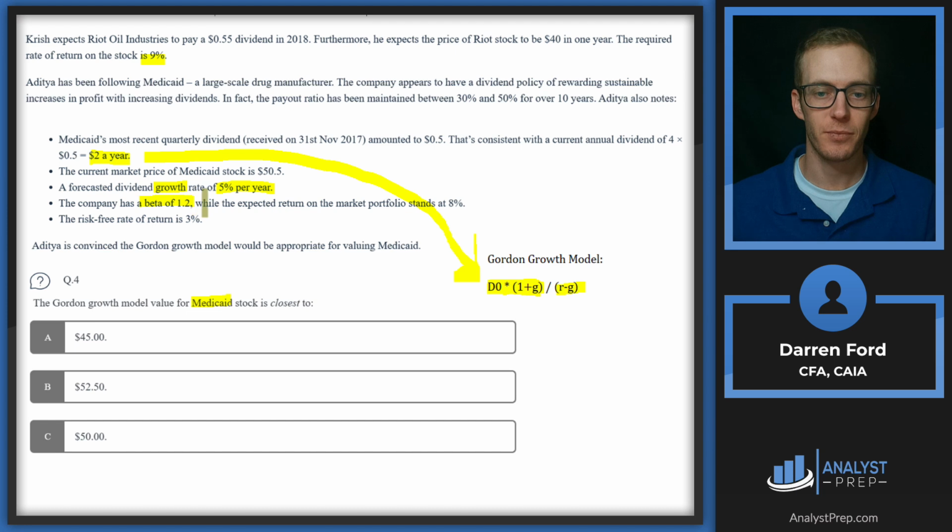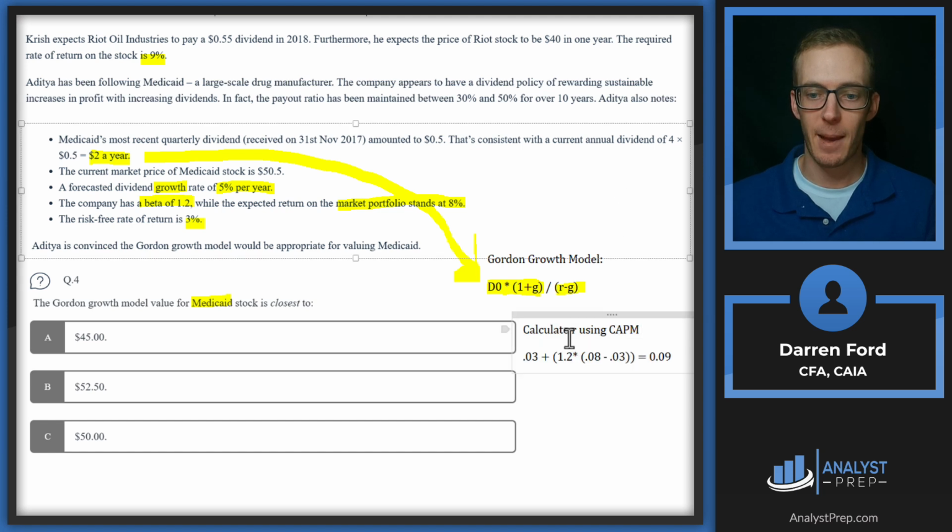So we have the beta, we have the market portfolio return, and we have the risk-free rate. So we can use these elements to calculate our R using CAPM, and then we can plug that R into the Gordon growth model. So let's calculate R using CAPM. Like we said, we'll have our risk-free rate, and then we'll add that to our beta times the market risk premium, which is going to be our market portfolio minus the risk-free rate. We multiply that out, add it up, and we get 0.09, so 9%.